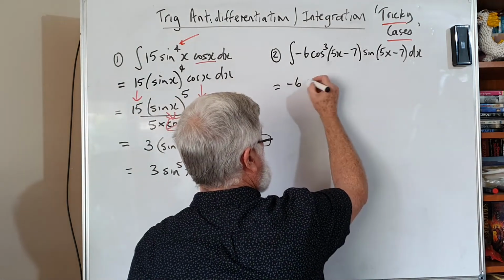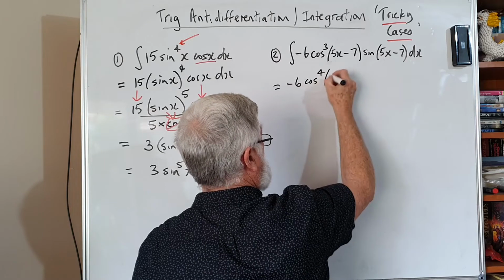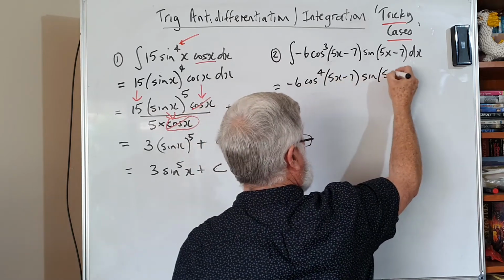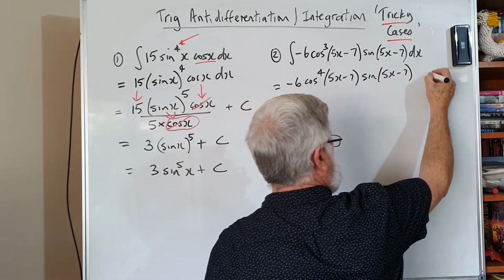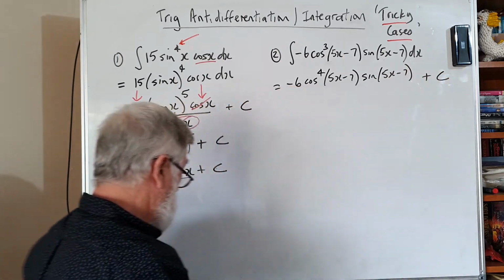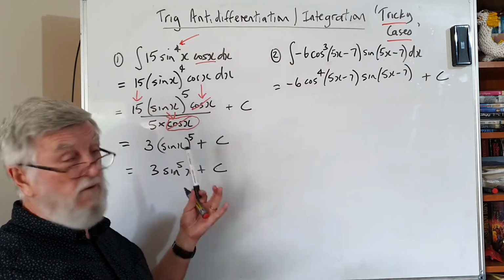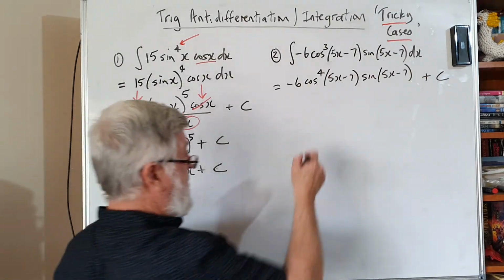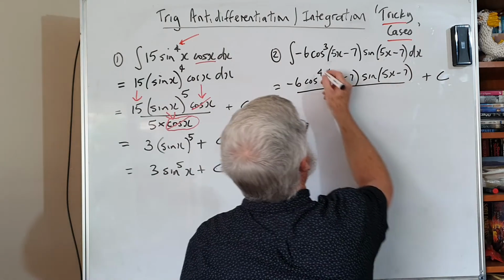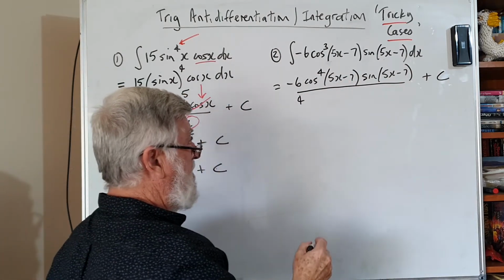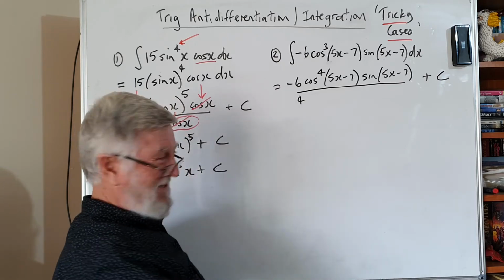I just look at this and I go, the cos has to become a power of 4. 5x minus 7 stays the same. Sine 5x minus 7 is there for the ride, and I know I'm going to put plus c. The other thing I'm now talking about is that evil integration division. So we can have all sorts of division going on here. Let's have a look at what the division is. We're going to divide by the power, which is the 4. And now we're going to divide by the derivative of the inside.